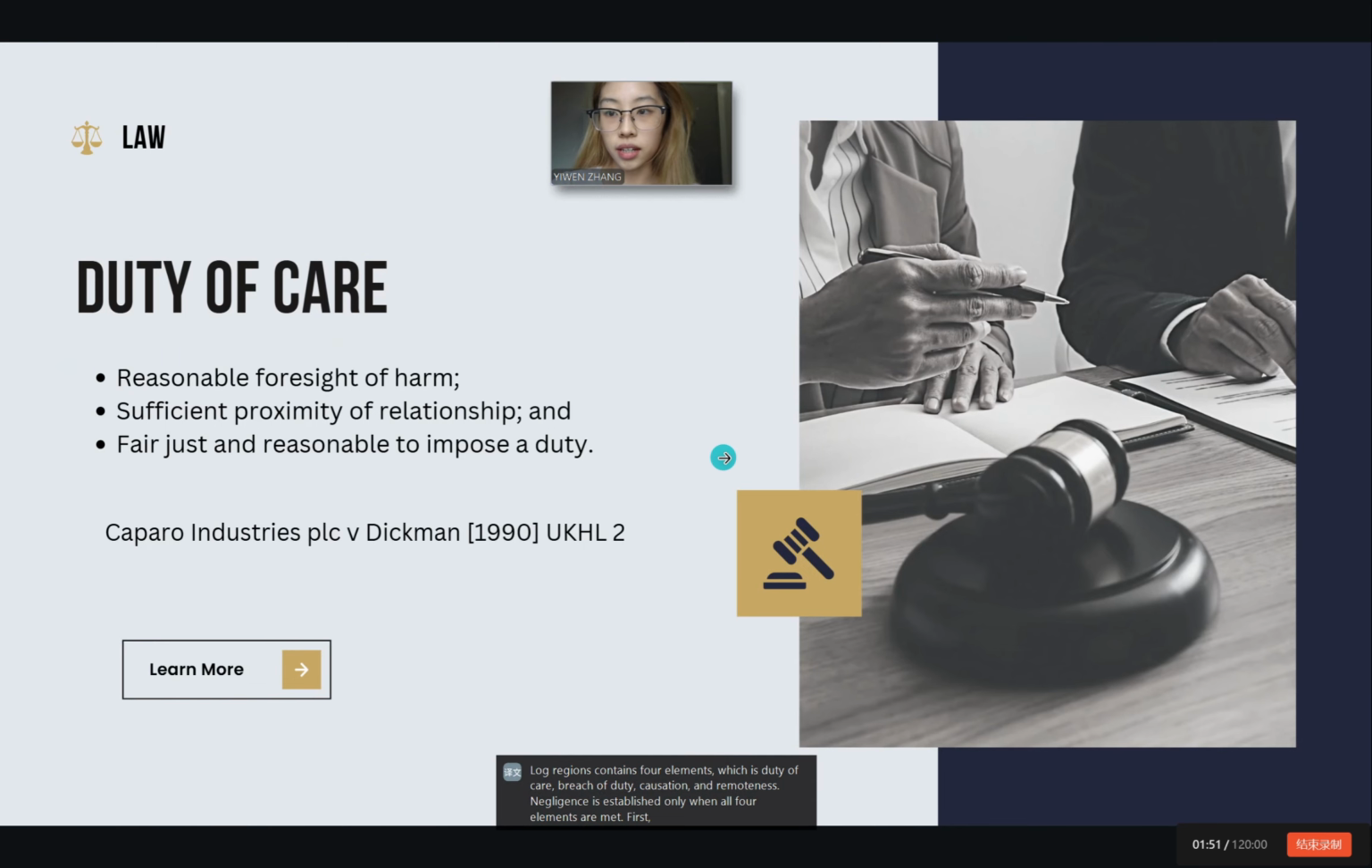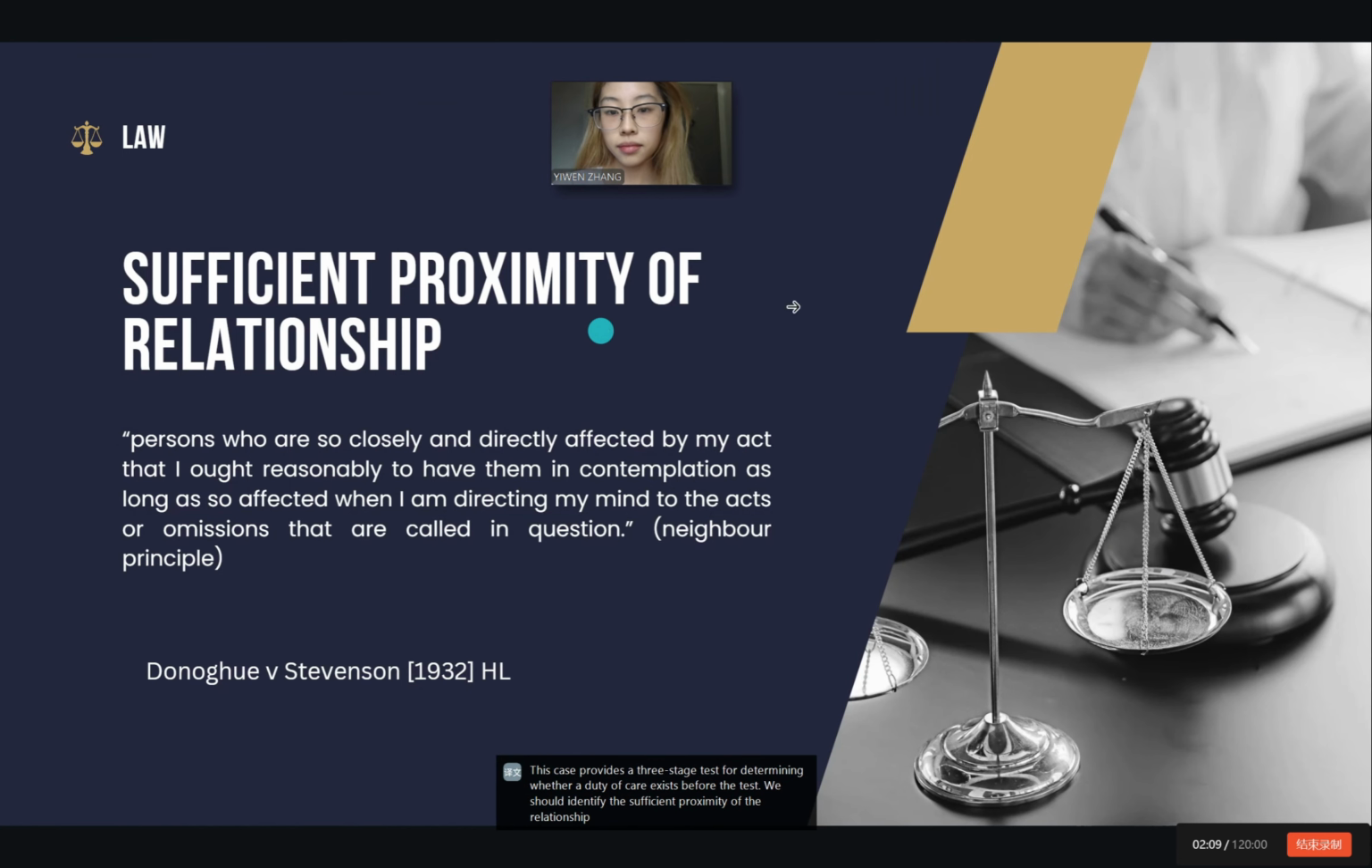First, duty of care. This case provides a three-stage test for determining whether a duty of care exists. Before the test, we should identify the sufficient proximity of the relationship. In short, it means that the actions of one party will affect the other party, which is called the neighbor principle. The neighbor principle was given by Lord Elgin in this case. As a customer, Sarah is closely and directly affected by the store employees' acts.